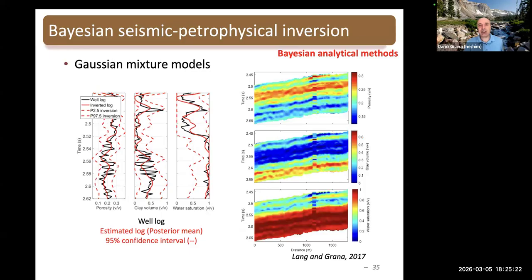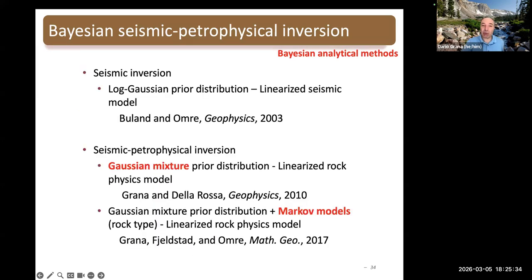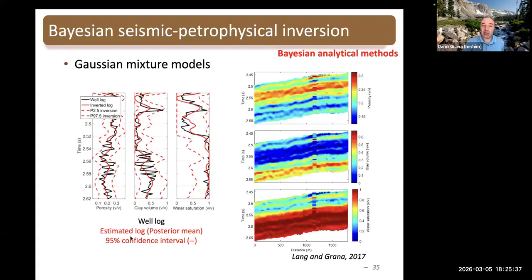So here there's an example. This is the PhD project of my former student, Xiaojiang Lang, who is now working in data science in the Bay Area. That's exactly the same example that I showed you before for Buland and Omre. Here, there's the validation at the well location. Again, the black lines are the true values, and the red lines represent the most likely value and the confidence interval. And then we did the same along the section and interpreted the results.